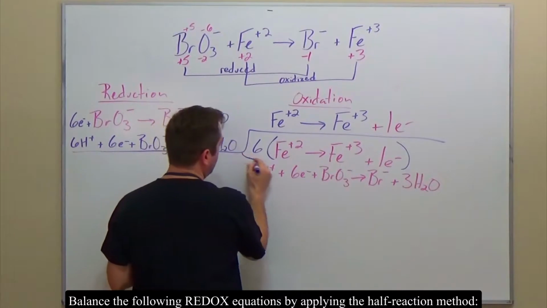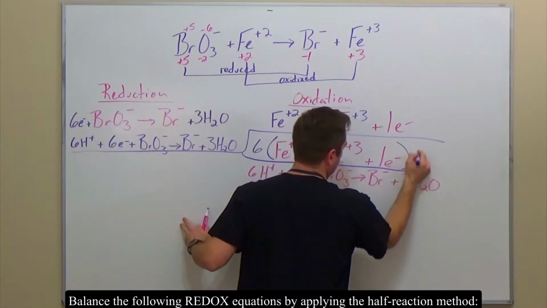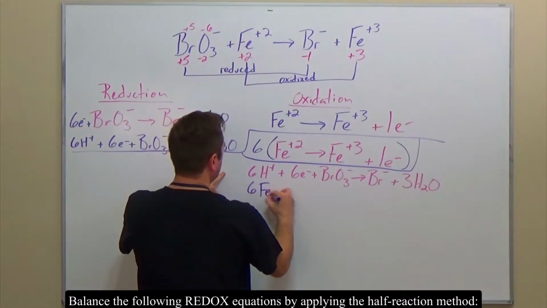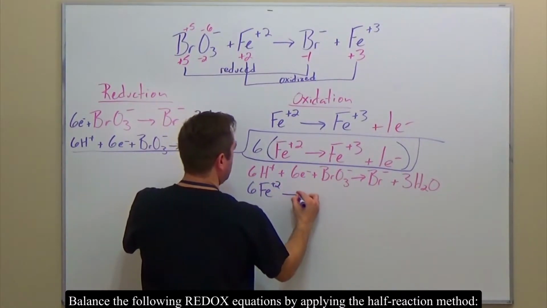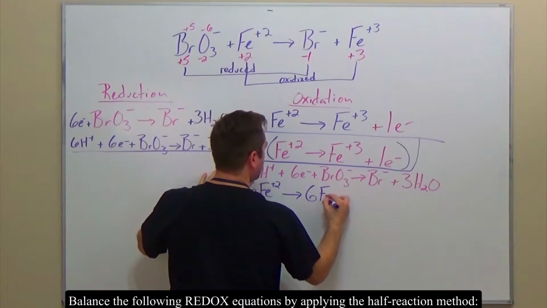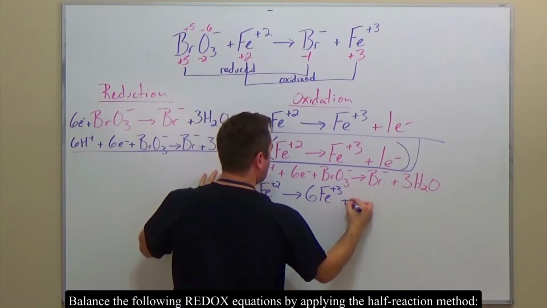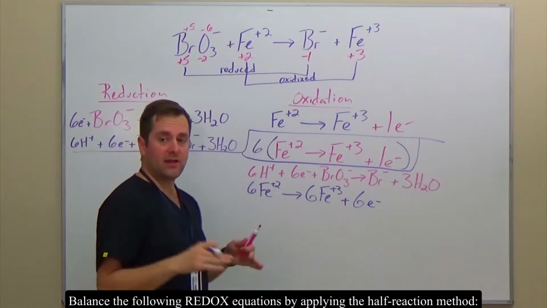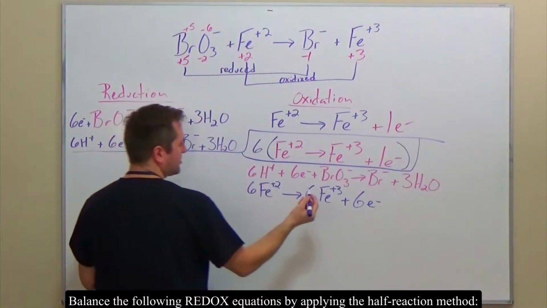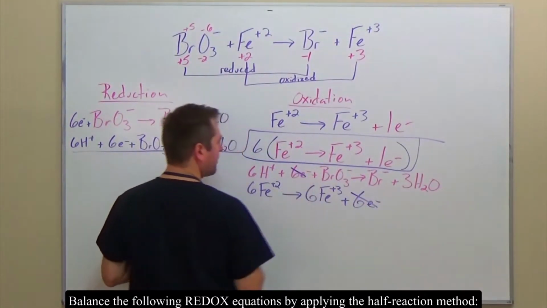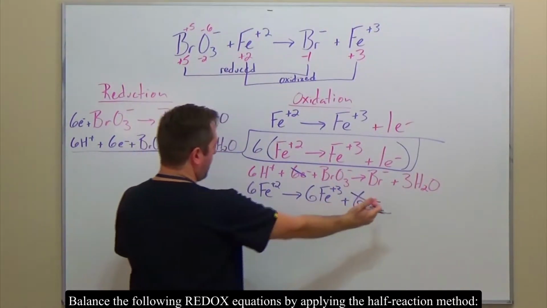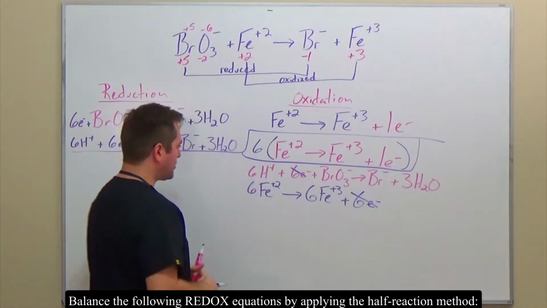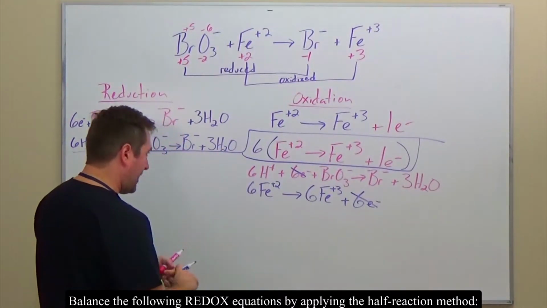So I'm going to write it, here I'll set it off, since we won't be using that one anymore. I'll bring it down here. 6 iron 2s yields 6 iron 3s plus 6 electrons. Now we're ready to start canceling. The 6 electrons are going to cancel one another. Any waters that balance out? No. Any hydrogen ions that balance out? No. So let's go ahead and consolidate now.